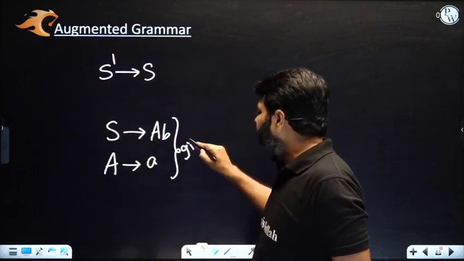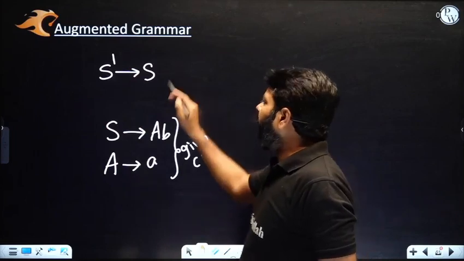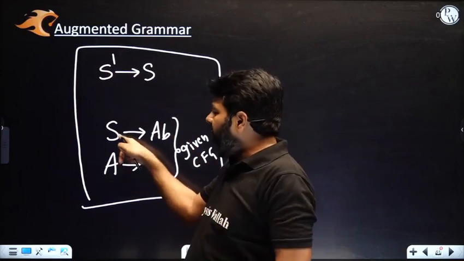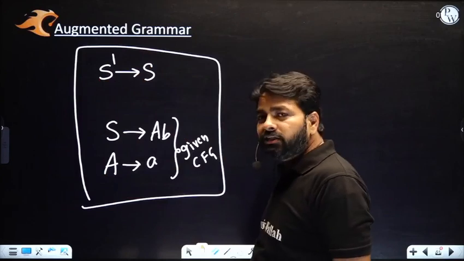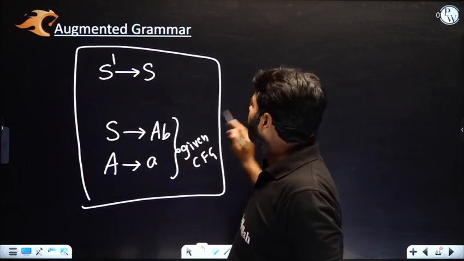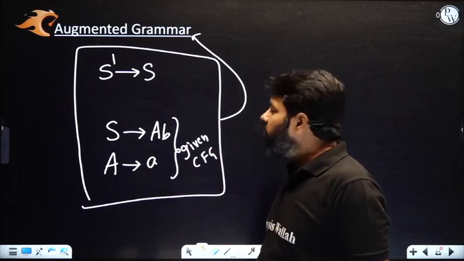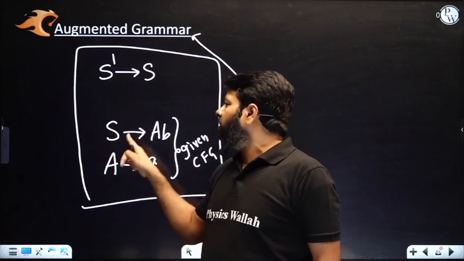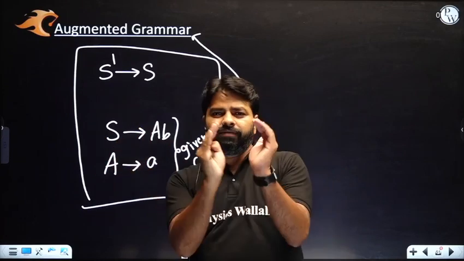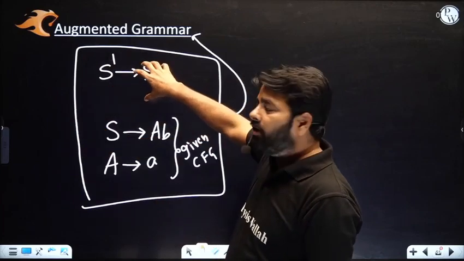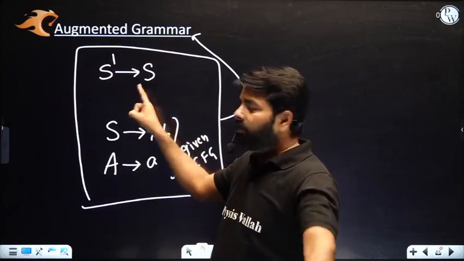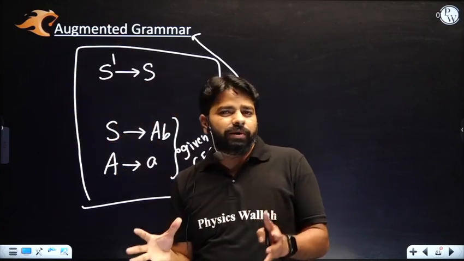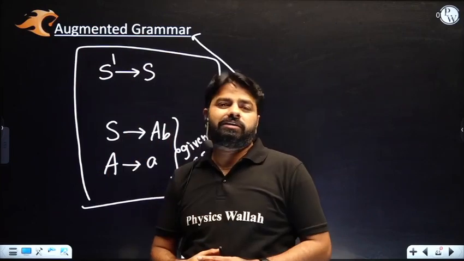This is the given CFG, and we add to this old grammar S dash derives the start symbol of this grammar, that is S. So now for this, S dash is the start, and this grammar is called the augmented grammar. But in the actually given grammar, S is the start. So for the given grammar, we append a special production, S dash derives S, that's it, and then this grammar is called the augmented grammar. We always use the augmented grammar to construct the LR tables.